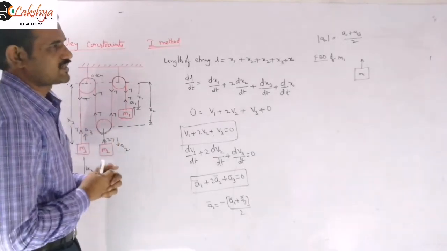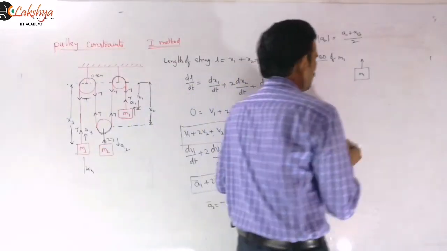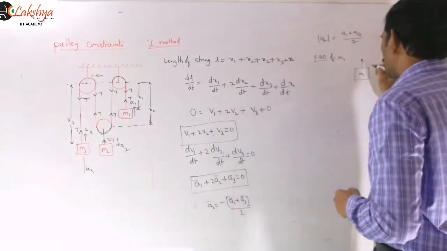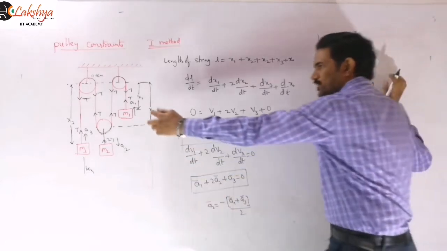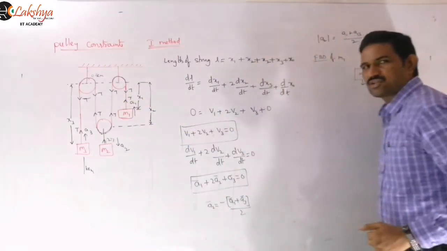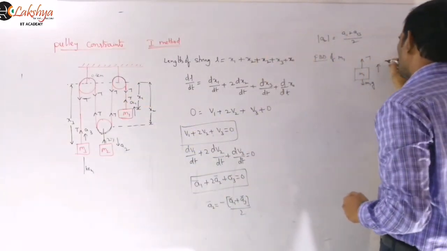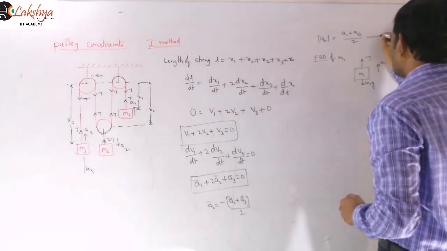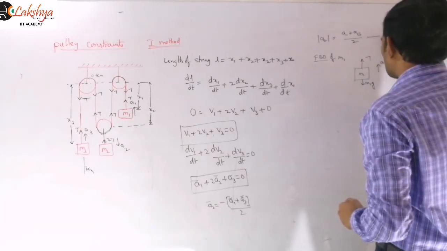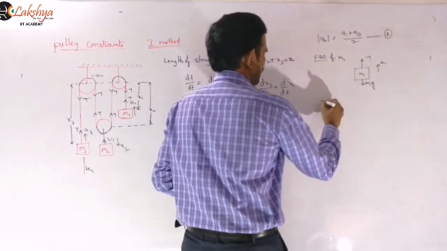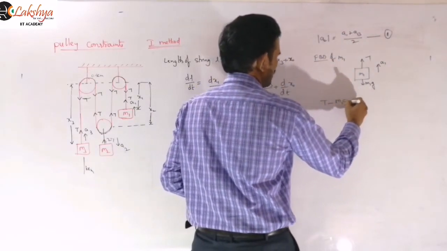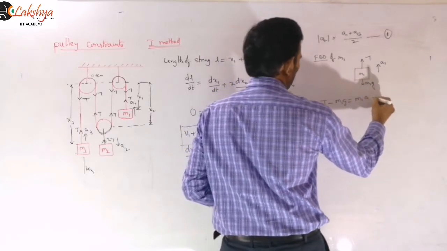So then let us take this free body diagram, that is the tension distribution there. So this is T and M1G, and we are assuming the acceleration in upward direction, A1. This constraint relation I am taking as equation 1. Now let us write these values here. Then T minus M1G is equal to M1 A1.